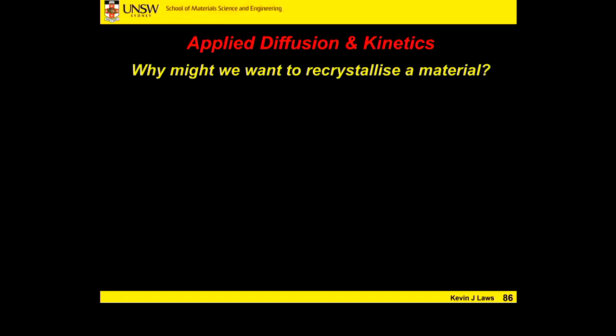Okay, so with that information, we'll ask the next question. So why might we want to actually recrystallize a material? So we know why a material itself wants to recrystallize. It's trying to reduce the structural energy. Why would we want to recrystallize that material or have control over this process? Anyone think of a reason?